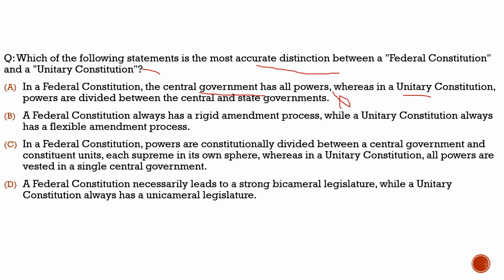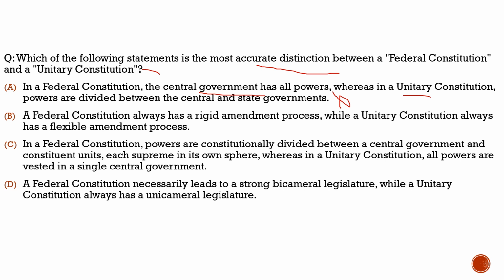It is totally incorrect because it is vice versa. In the unitary constitution, the central government has all the powers, whereas in the federal constitution, powers are divided between the center and the state. That would be the correct option, but here option A is incorrect. Second statement, a federal constitution always has a rigid amendment process, while a unitary constitution always has a flexible amendment process.